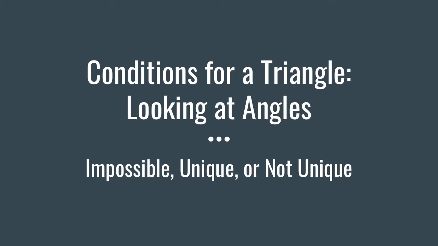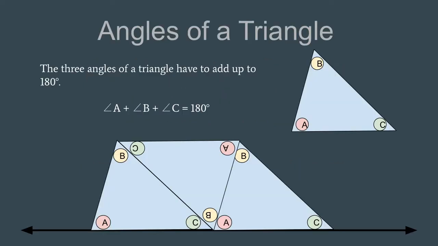Okay, this video is for looking at conditions for a triangle, looking at angles. So we look at the angles of a triangle. We should know that the three angles of a triangle have to add up to 180. So if we look at angle A, angle B, and angle C of any triangle, we would know that angle A plus angle B plus angle C has to equal 180.